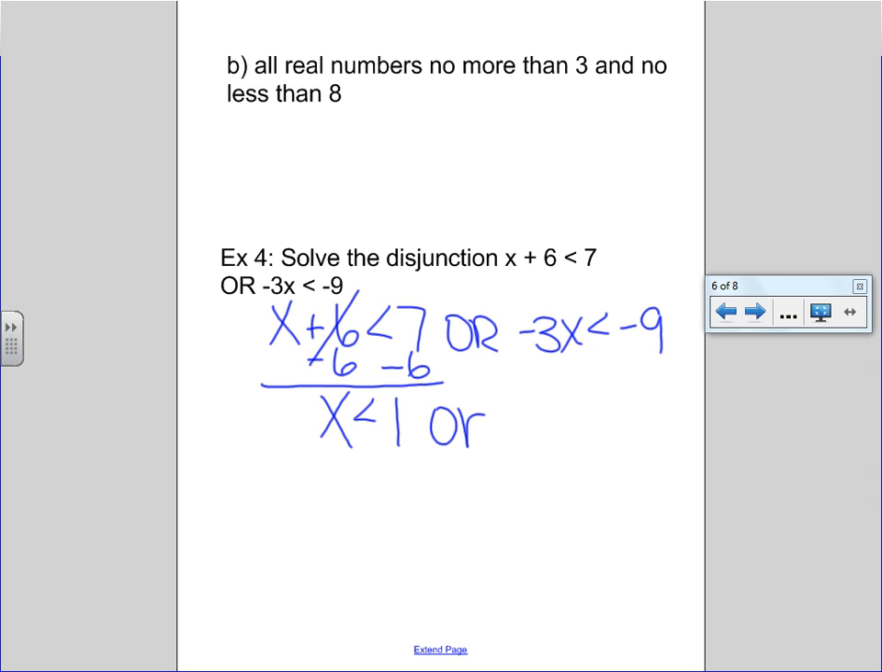Or, on the other one, I have negative 3x is less than -9. To get x by itself, I divide by -3. What I do to one side, I must do to the other. Negative 3's will cancel, leaving me with x. When I divide or multiply by a negative number, it flips my inequality symbol. So instead of less than, it will be greater than. And -9 divided by -3 is just 3. Final answer.